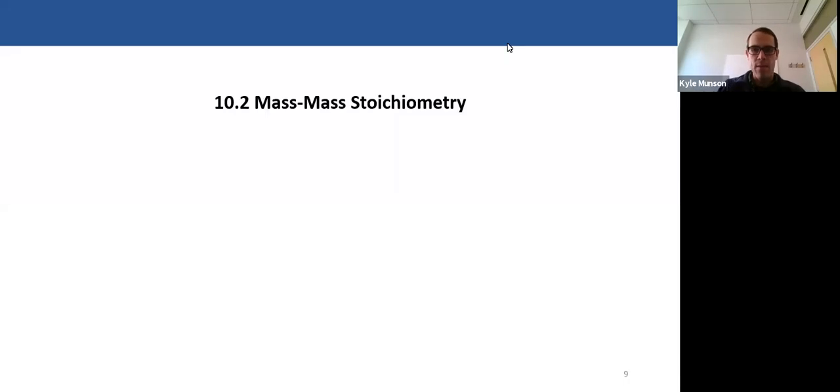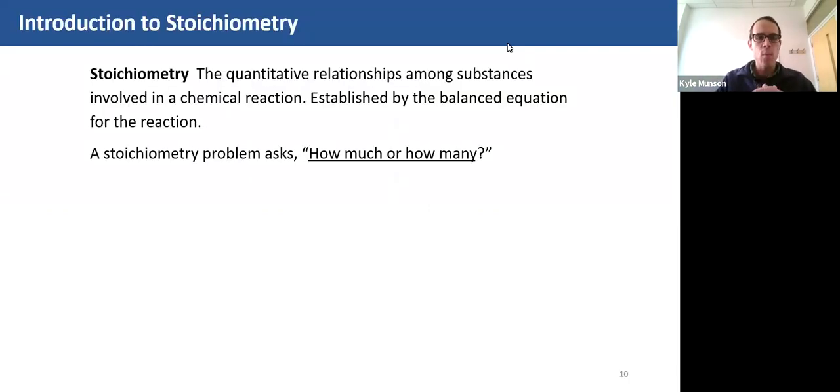Like I said in the last video, we're going to be building off of our ideas of converting from moles of one substance to moles of another substance. And now we want to convert from grams of one substance to grams of another substance. I mentioned this term stoichiometry before. It's just a relationship among substances involved in a chemical reaction.